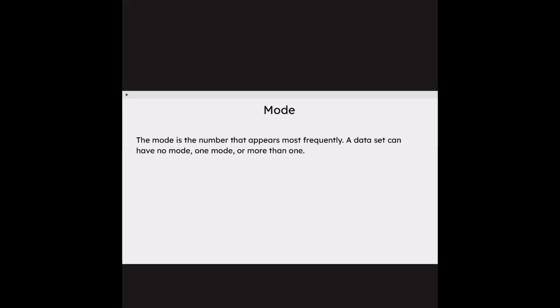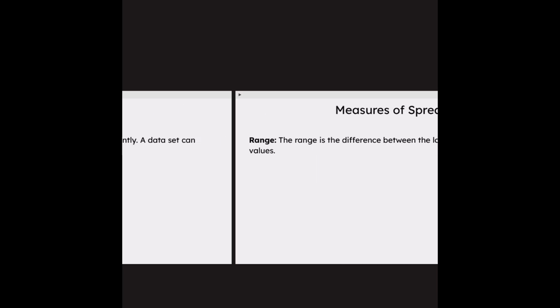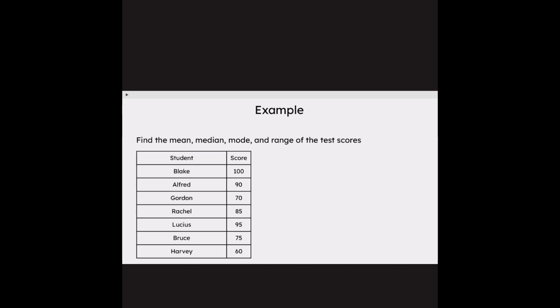The mode is a number that occurs the most frequently. A dataset can have no mode, one mode, or more than one mode. Let's look at an example. Actually, before we do that, let's look at what the range is. So the range is just the difference between the largest value and the smallest value in a dataset. So now let's look at an example.